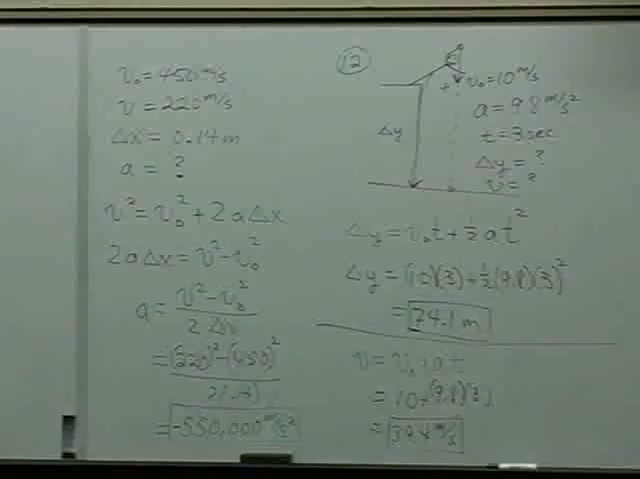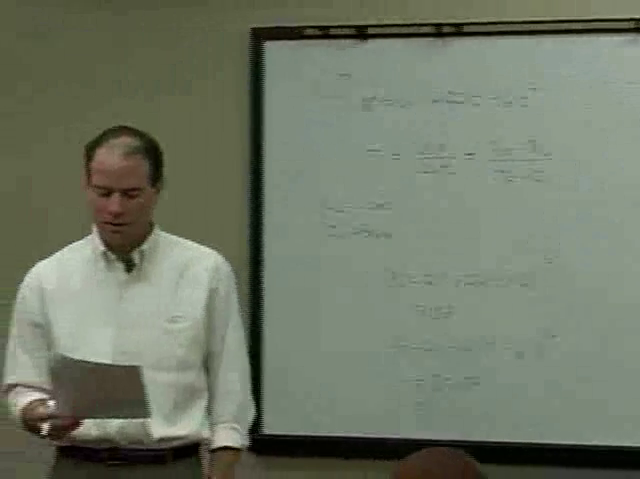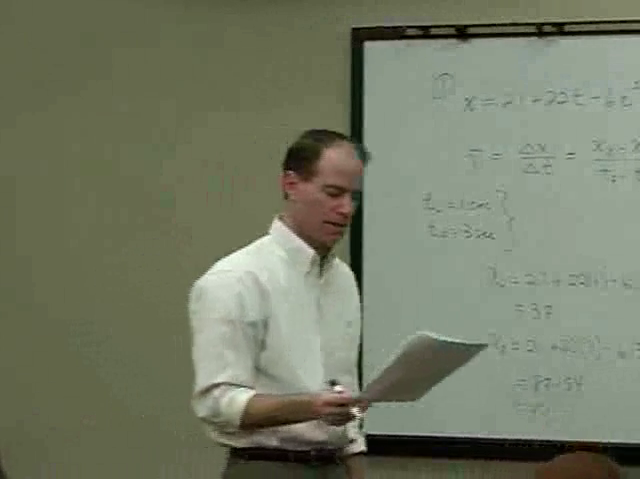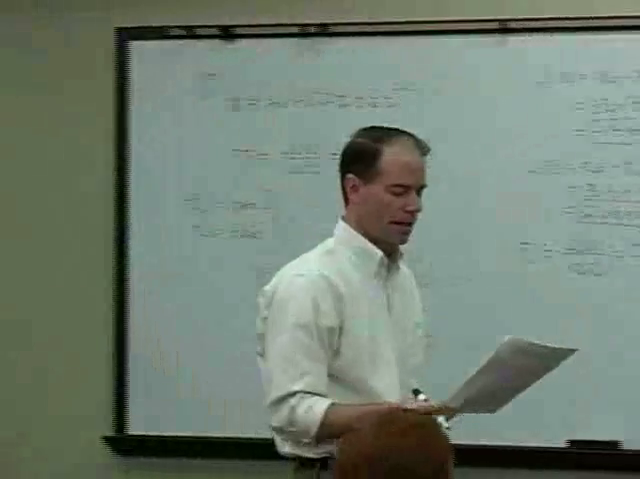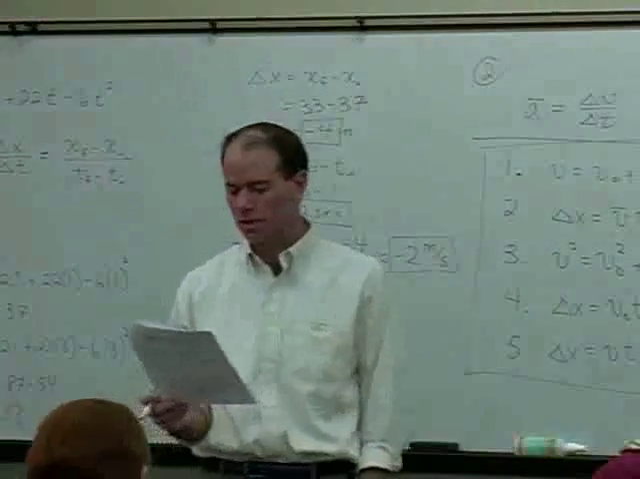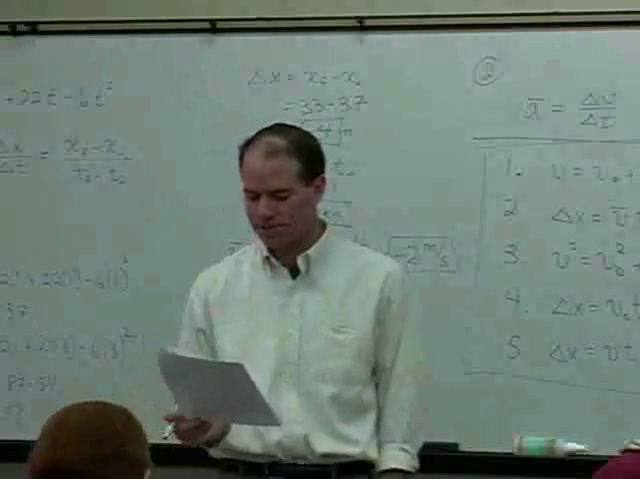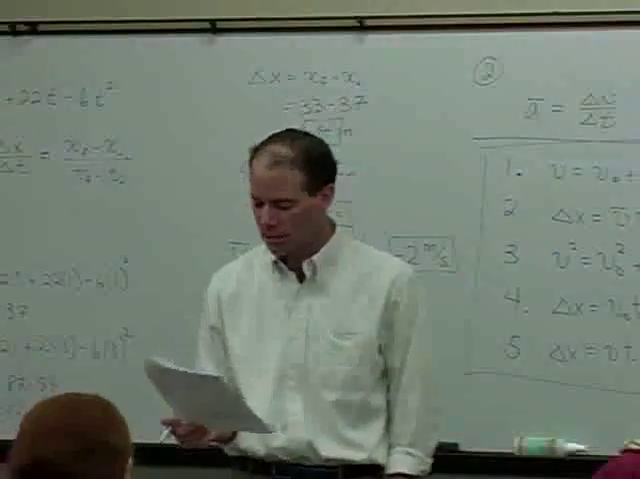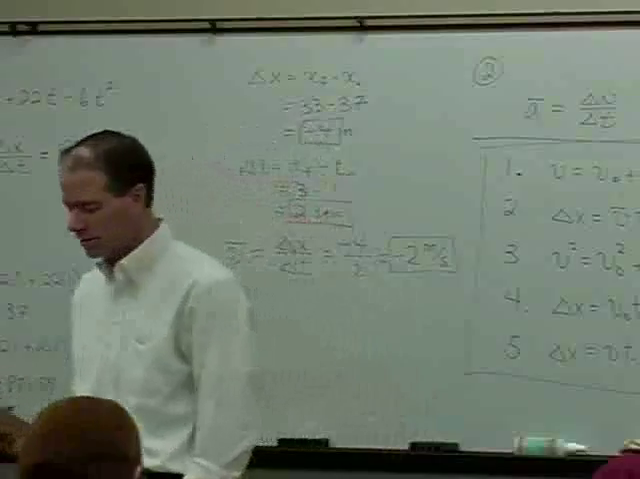Let's try a few problems with this. Take a look at problem number 8. The ball is thrown vertically upward with initial speed of 20 meters per second. 2 seconds later, a stone is thrown vertically from the same initial height as the ball with an initial speed of 24 meters per second. At what height above the release point will the ball and the stone pass each other?